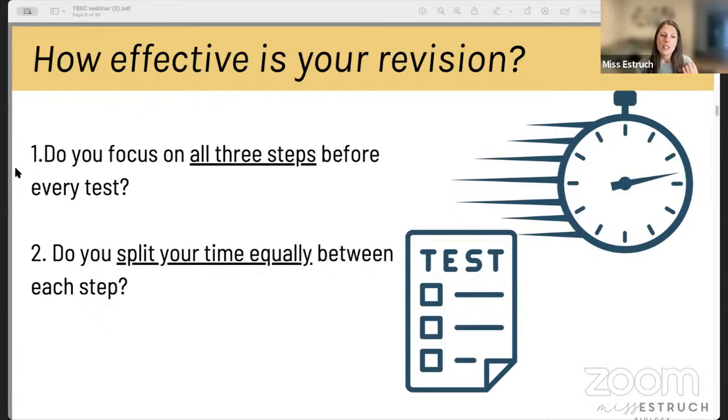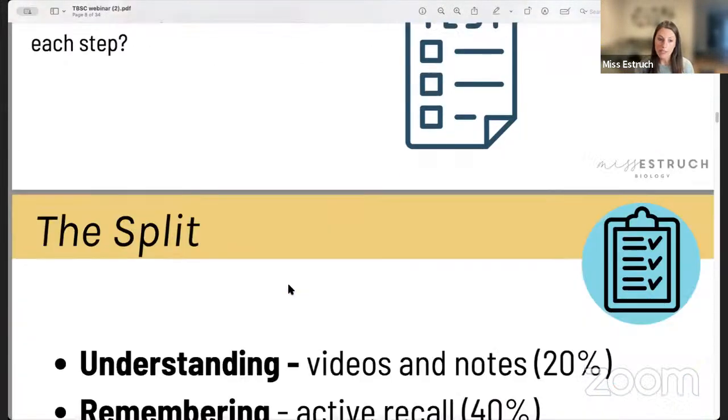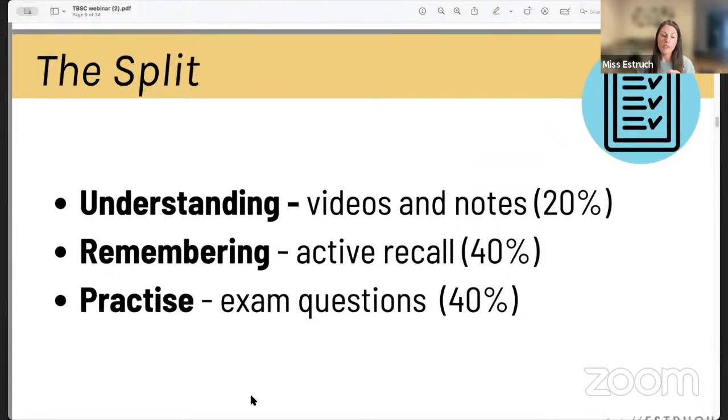Now, this is where we're going to go back and re-rate how effective your revision is, because before every test, you should be doing all 3 of these steps, but not in equal proportions. And that's why sometimes people run out of time, or they might do lots of revision and think, yeah, that's great, I've done so much revision for this test, but then you don't do as well as you expected. And it's probably because you either didn't do all 3 steps, or you didn't do them in the correct order, understanding, remembering, practicing, or you didn't do it in the correct proportions, or maybe it's all of those reasons.